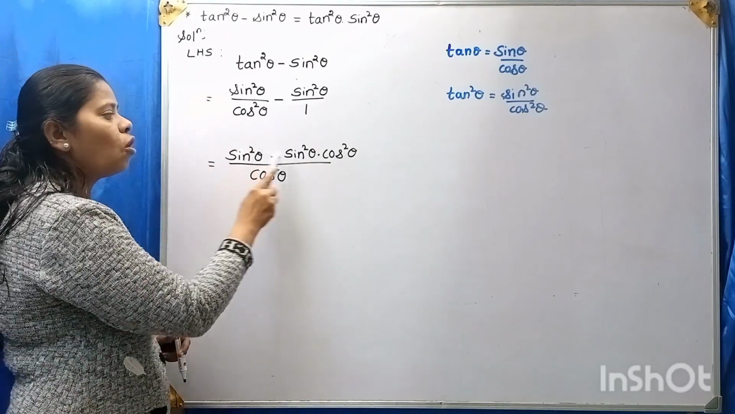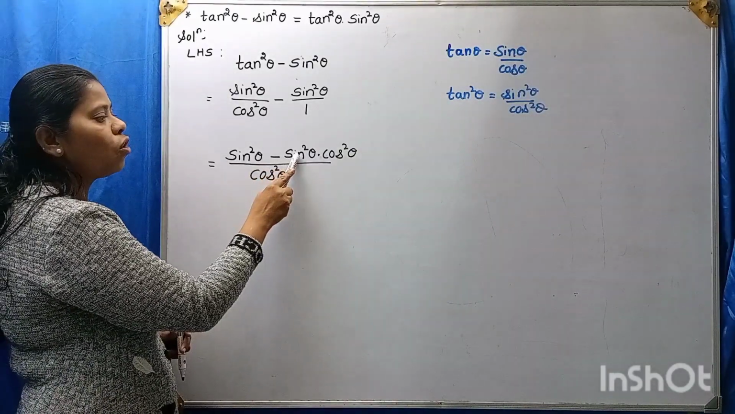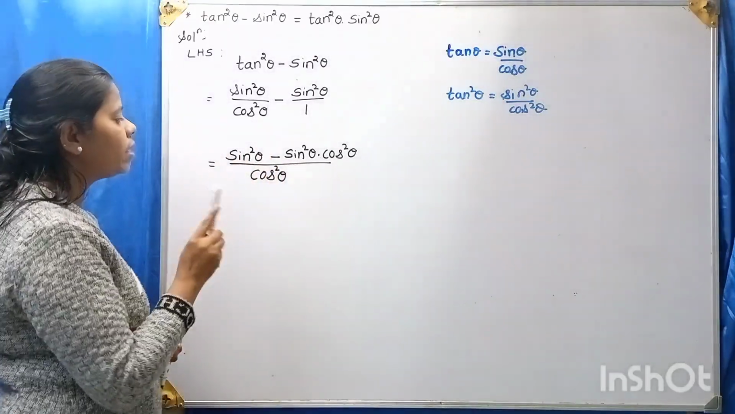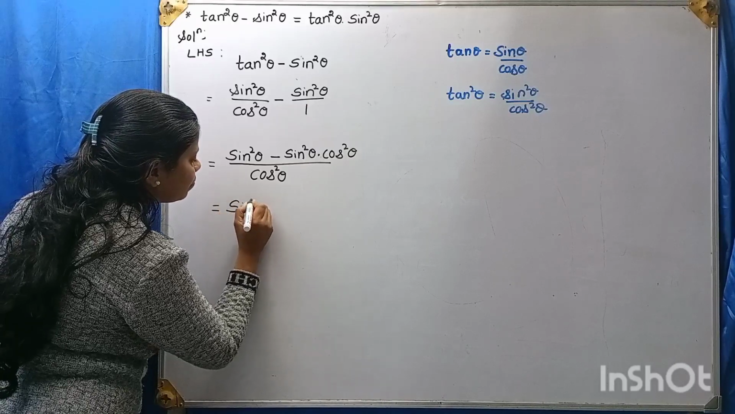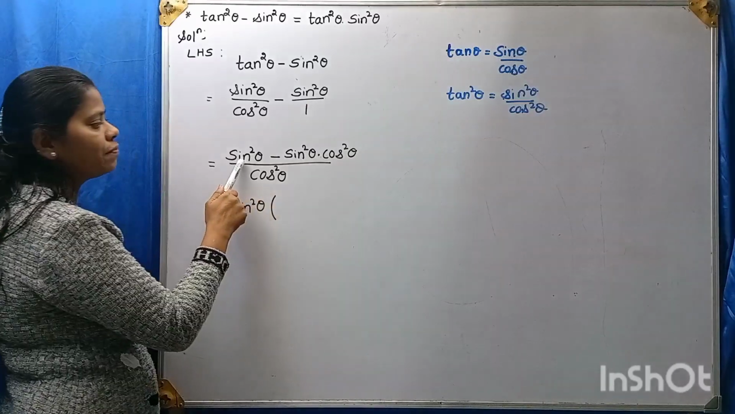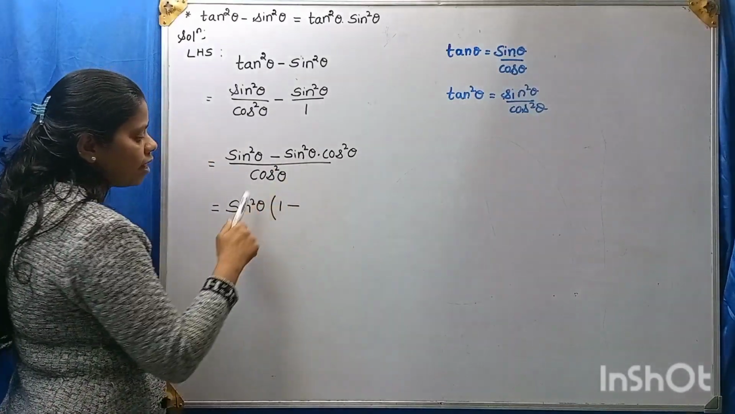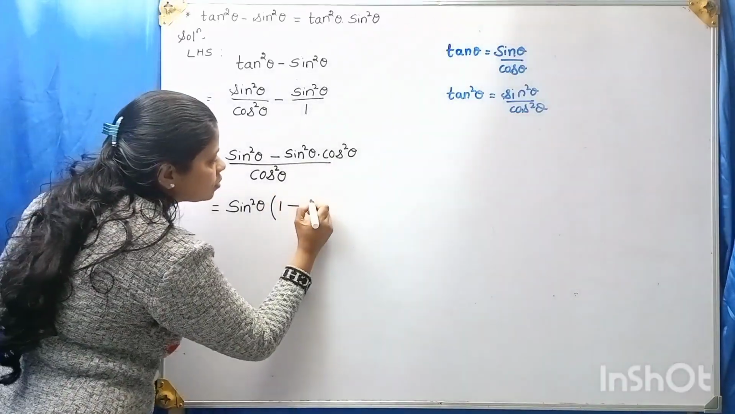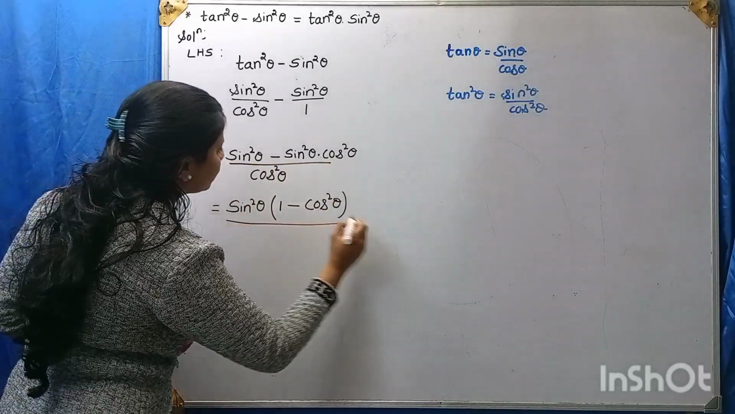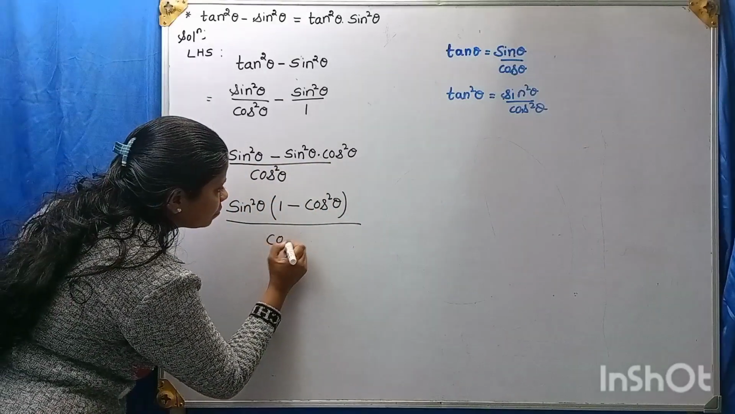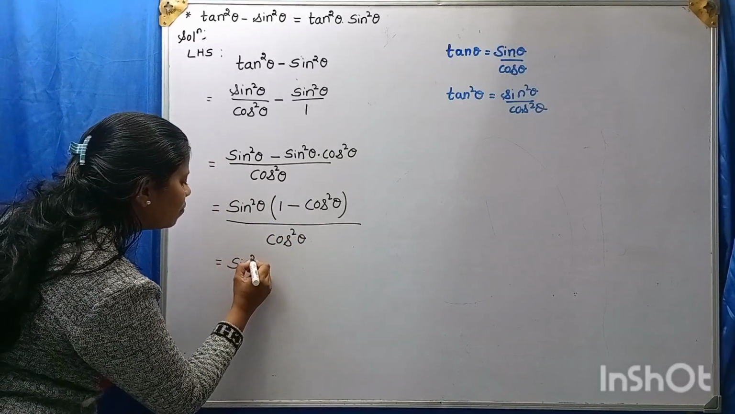Now, take common. Now say which is common here? Sin square theta, it is common in both. So, now let's take sin square theta common. Sin square theta, then what is left here? 1 minus cos square theta, so what is left? Okay. Whole divided by cos square theta, that is sin square theta.